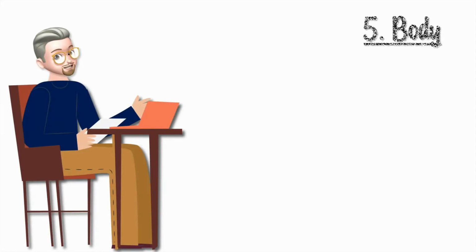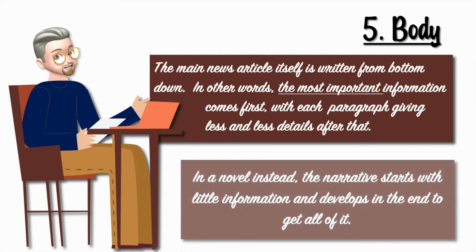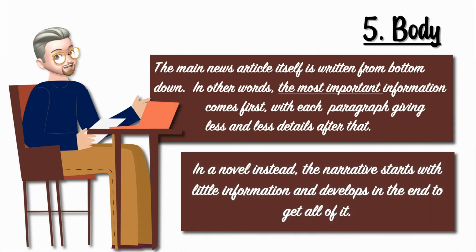Let's talk about the body now. The main news article itself is written from the top down. In other words, the most important information comes first, with each paragraph giving less and less detail after that. In a novel instead, the narrative starts with little information and develops to the end to give all of it.